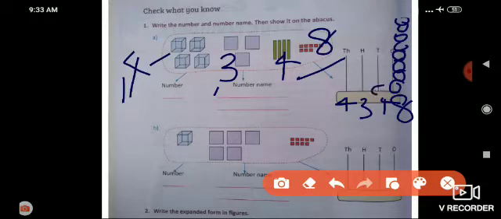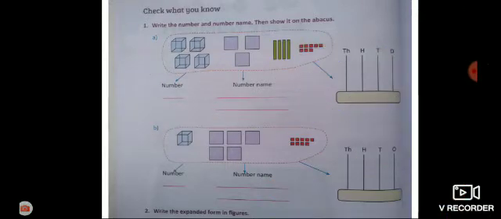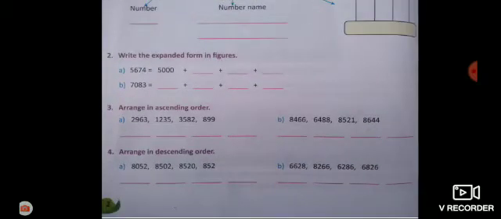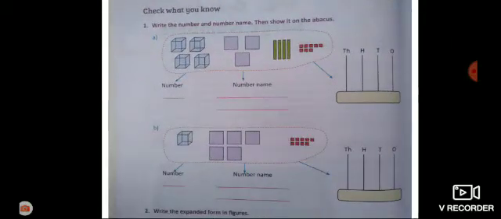Okay, then for 4 you have to put 4 in the tens place. Then 3 is in the hundreds place. H represents 100. Then you have to put it in the line. Like that you have to do it. Then B you have to do. B is given to you as homework. Then in this Check What You Know, A, I will solve. B, you have to do. Children, please note it down in your notebook and do this homework. Right?